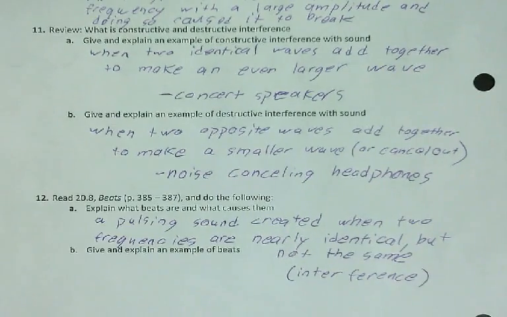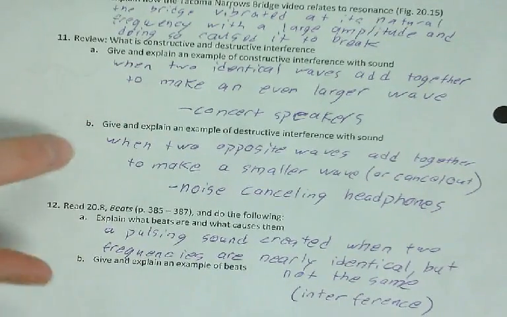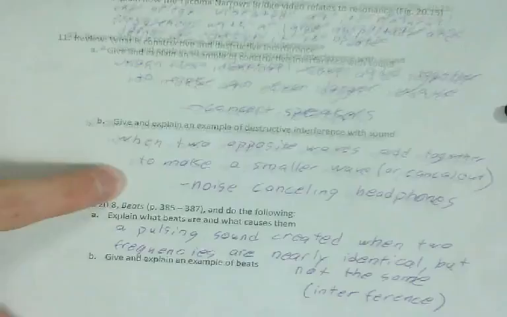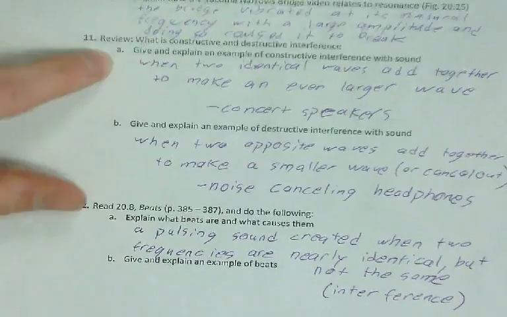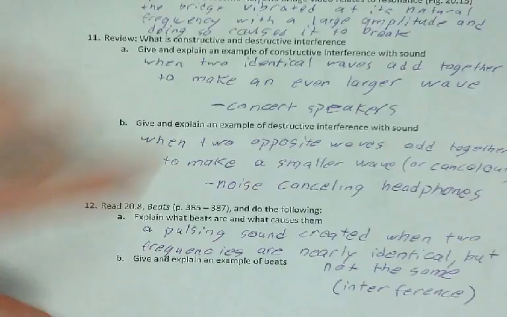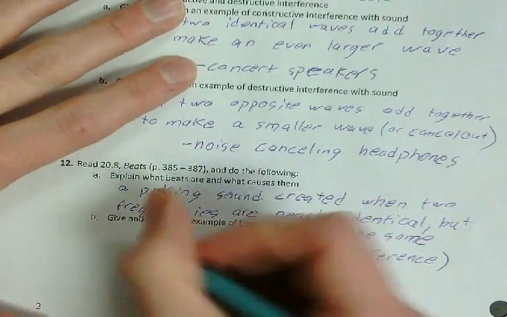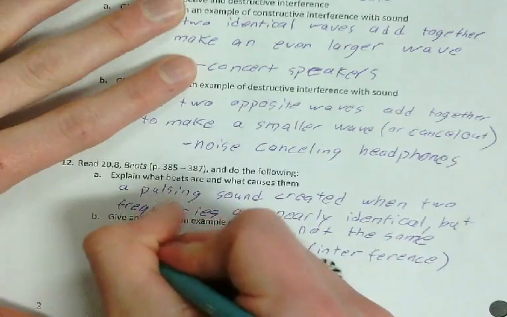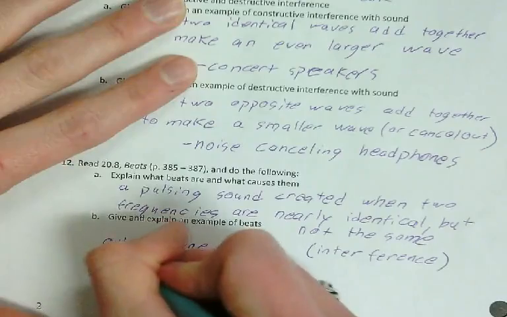What's happening is they're sometimes doing constructive interference, which makes them louder, and then they're doing destructive interference, which makes them quieter. And then constructive, destructive, constructive, destructive. That's what that pulsing sound is that you're hearing. You're hearing it changing between constructive interference and destructive interference. And a good example of this is out of tune instruments.